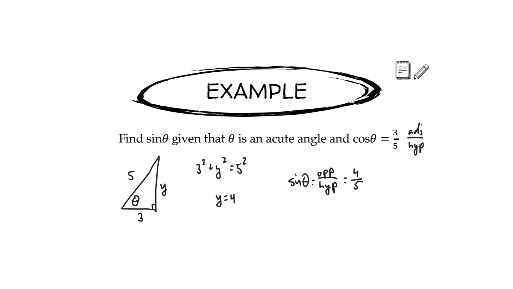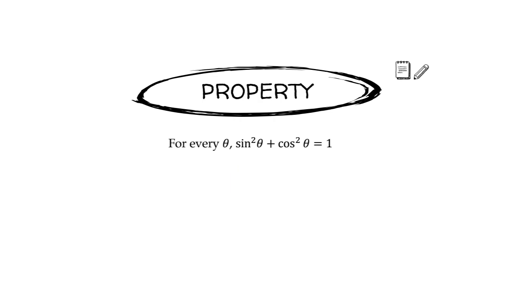Another way to look at this problem, though, is through a property of sine and cosine. This property is also often called a Pythagorean identity because of its familiarity with the Pythagorean theorem.